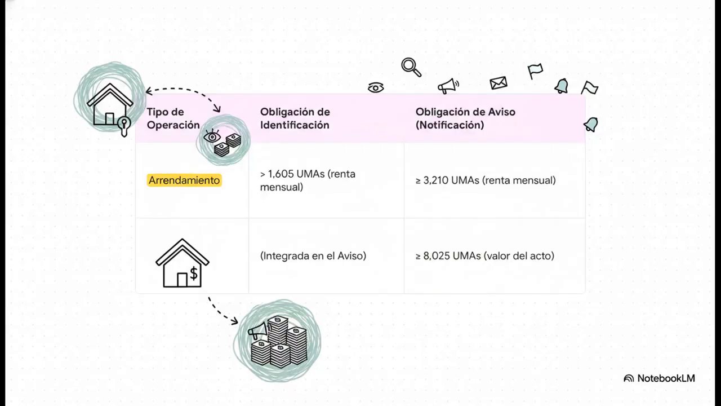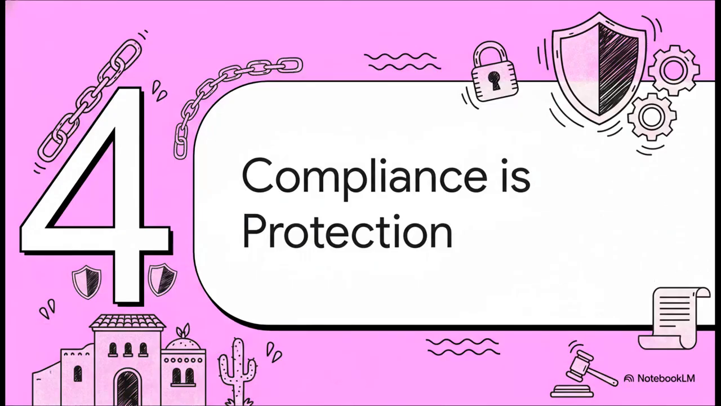This little table here really brings it all home. Think of this as your cheat sheet. For leasing, on that top row, you can clearly see the two distinct steps. Identification kicks in at 1,605 UMAs and the notice at 3,210. But for sales, on the bottom row, it's just one thing, the notice, triggered at that 8,025 UMA mark. Simple as that. So we've covered the what, now let's talk about the why.